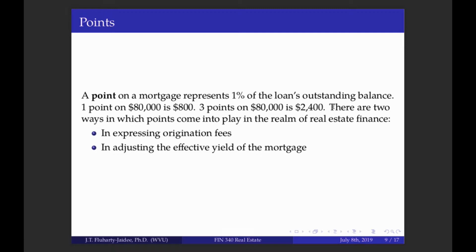And there are two ways that points come into play with respect to finance in the real estate realm: with origination fees and adjusting the effective yield of a mortgage. So the origination fees, let's go on to that next.